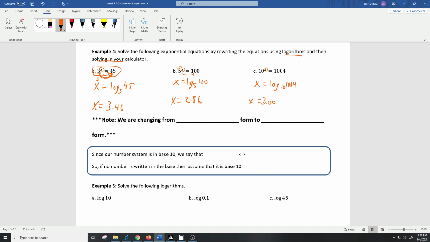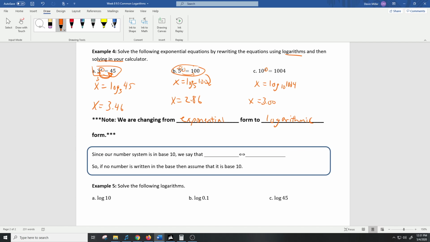So that's kind of how you do it. You're starting with exponential form and going to something called logarithmic form. And then you're able to put it in the calculator and solve it. So that's what we're doing. We're changing from exponential form to logarithmic form.